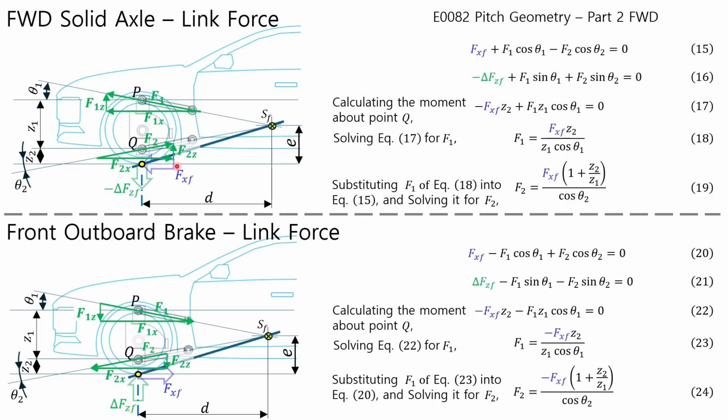All forces shown in the upper figure are forces generated by the front wheel drive force, FXF, and all forces shown in the lower figure are forces generated by the front wheel braking force, FXF. First, equation 15 can be derived from the equilibrium of the horizontal components of all forces acting on the front suspension links during front wheel drive in the upper figure.